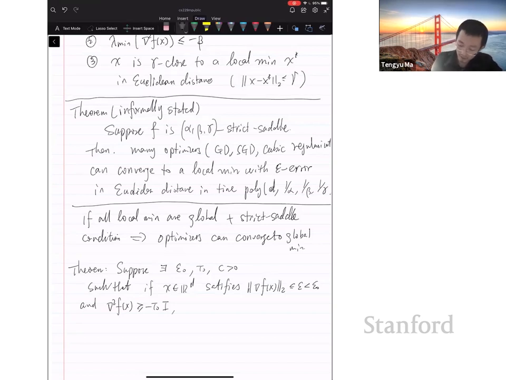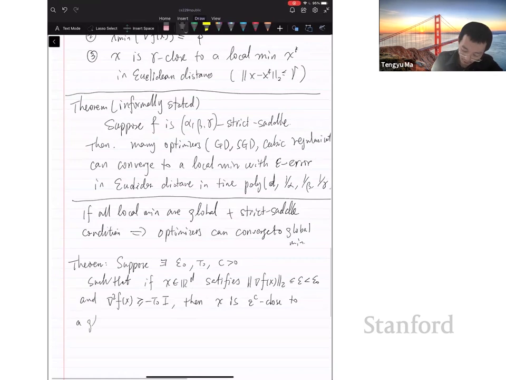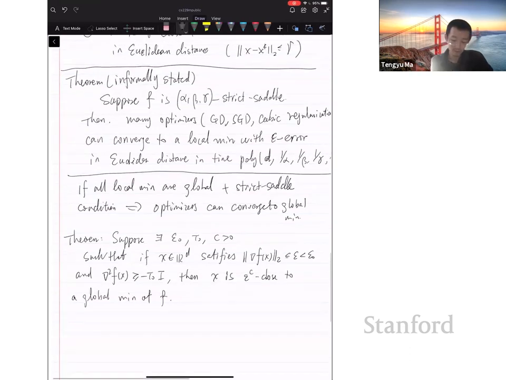And then this is saying that suppose you pass these two conditions, then x is epsilon to the power C close to a global minimum. The power C is just to relax the condition so that you can have square root epsilon, for example, close, something like that. So then x is close to a global minimum of the function f. This condition is just a slightly different way to say that you have all local minima global and strict saddle together.